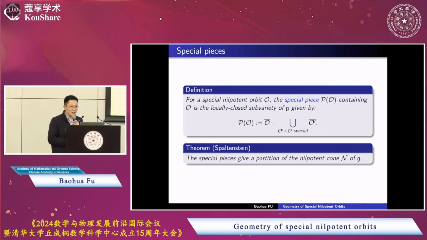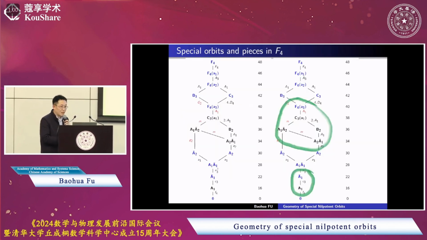And now in the remaining 5 minutes, I will talk about the second part, which is about the special pieces. What does special piece mean? It means you remove the lower special orbits in its closure. Let me give you one example. Maybe it's simpler to see. The blue ones are special orbits, and the dark or blank ones are non-special. What does special piece mean? You take the closure of this one, so it's the whole diagram downstairs. But then you remove the closures of other special ones. So the special piece for this one, you get only this one. This is circled by these green lines. And another special piece is like this one. So you get only this one.